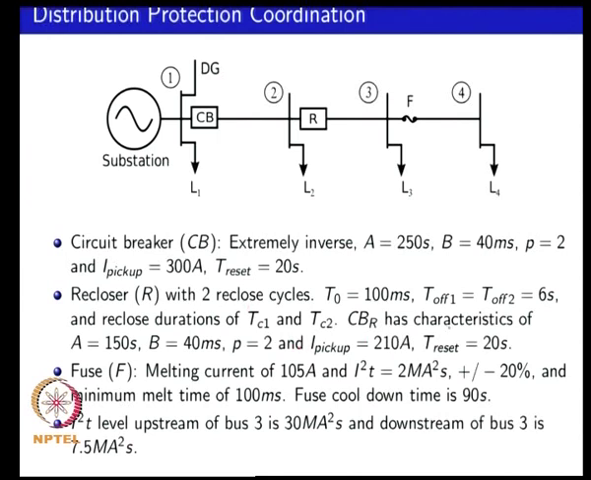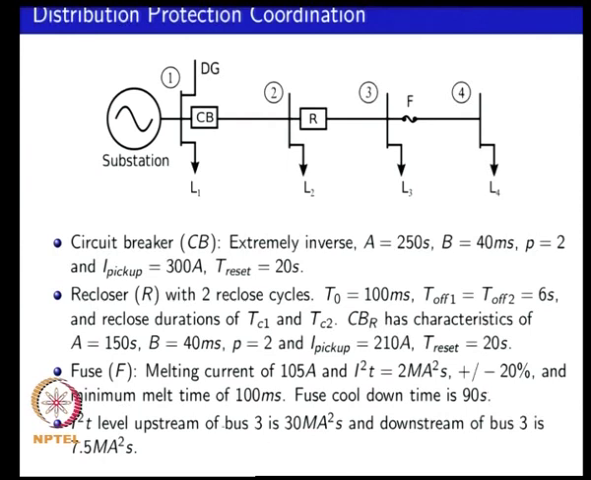It also has an underlying circuit breaker CBR, with A, B and P values as given with the pickup current and the reset time. For the fuse, you are given a melting current level of 105 amps, I square T with some tolerance range around the nominal, and a minimum melt time of 100 milliseconds. So, that could be considered as its definite time delay. You are also given that it takes 90 seconds for the fuse to cool down after it gets heated up.